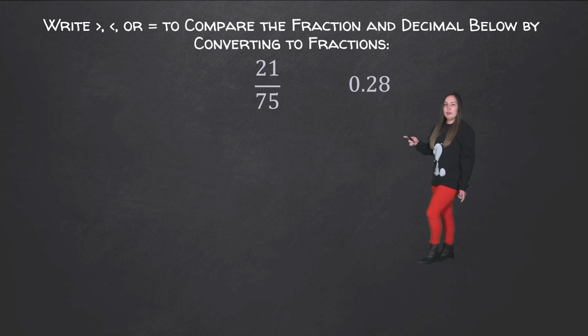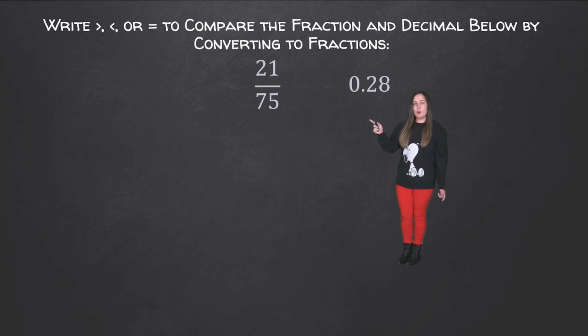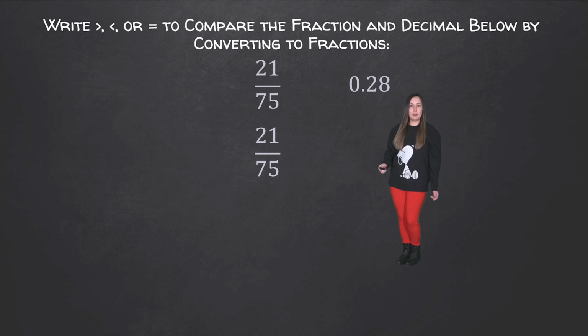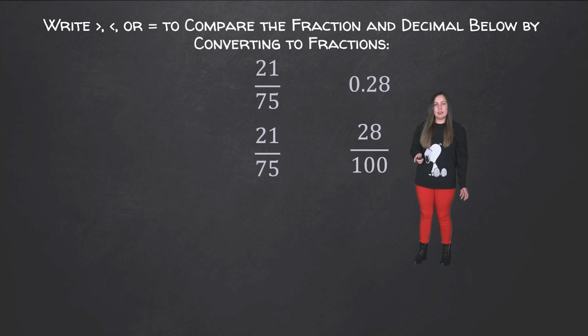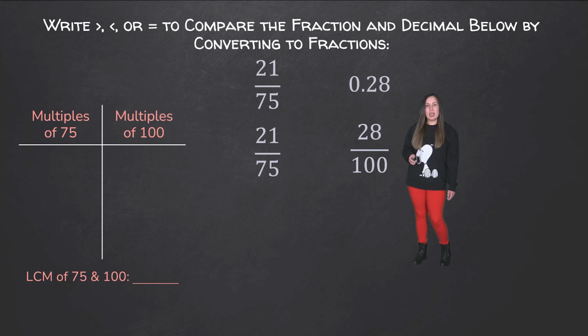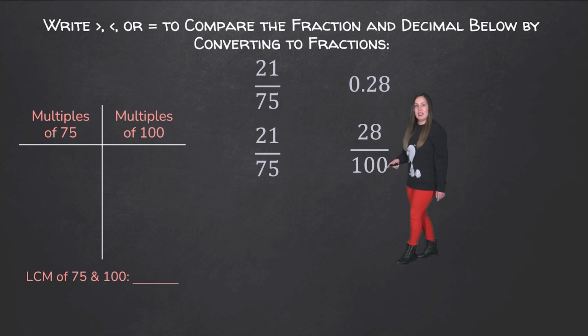So here we have our final example, 21 over 75 and 28 hundredths. Now 21 over 75 is already a fraction, so we're going to rewrite that. And 28 hundredths, our last digit is in the hundredths place value, so we're going to write this as 28 over 100. Now we have two fractions, but they don't have the same denominator, so we have to find the least common multiple between 75 and 100.